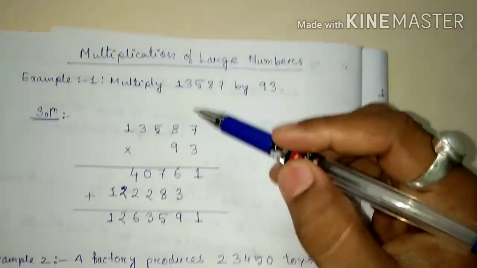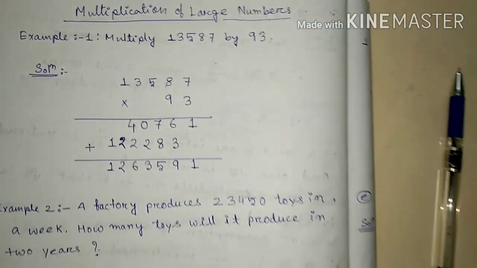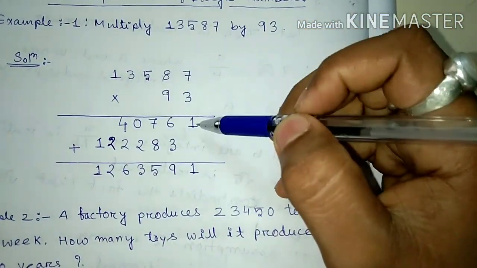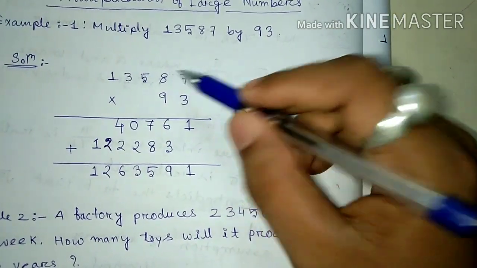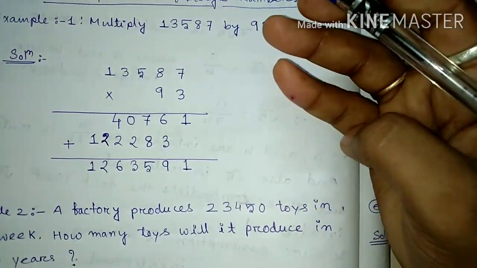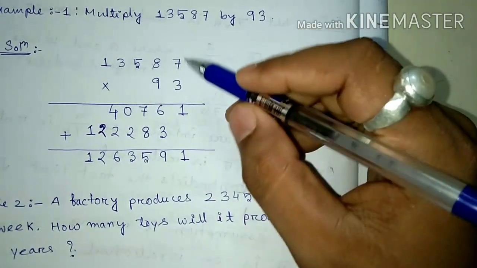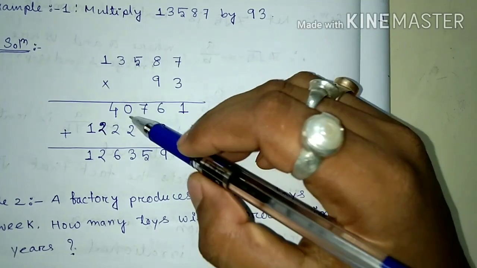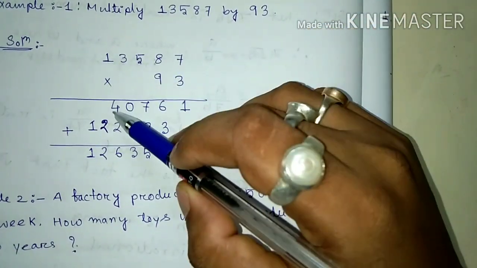Now here we multiply 3 into 7, that is 21. We write 1 here, and 2 in hand. 3 8s are 24, 24 plus 2 is 26, again 2 in hand. 3 5s are 15, 16, 17, 1 in hand. 3 3s are 9, plus 1 you get 10, so 0 and 1 in hand. 3 1 is 3, 1 plus 1 is 4.